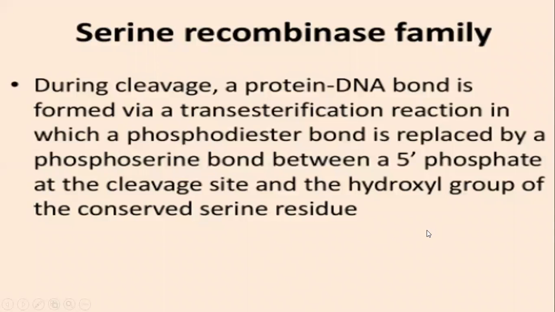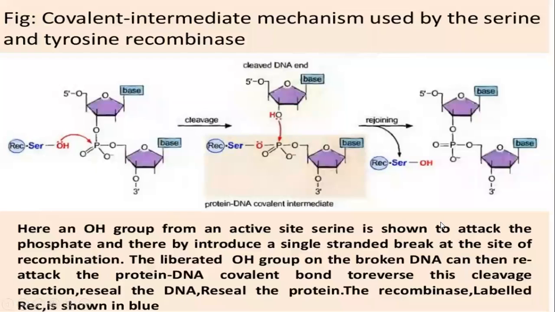Okay. Now let's talk about the serine recombinase family also. So here during cleavage, a protein-DNA bond is formed, similar to the tyrosine one, via a trans-esterification reaction in which the phosphodiester bond is replaced by the phosphoserine bond between the 5' phosphate at the cleavage site and the hydroxyl group of the conserved serine residue. Okay.